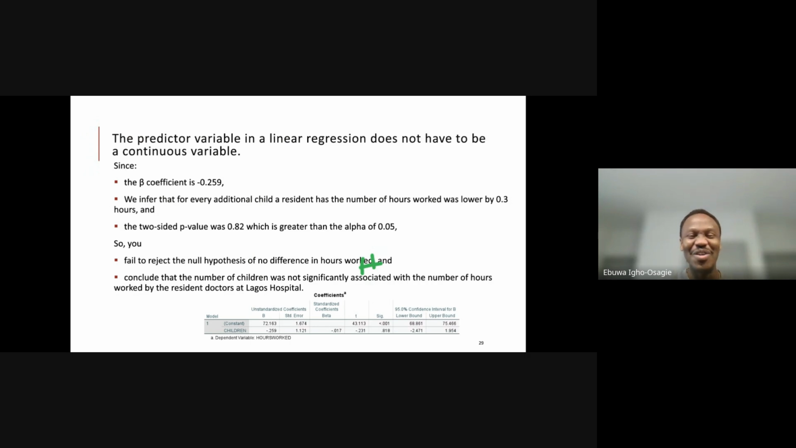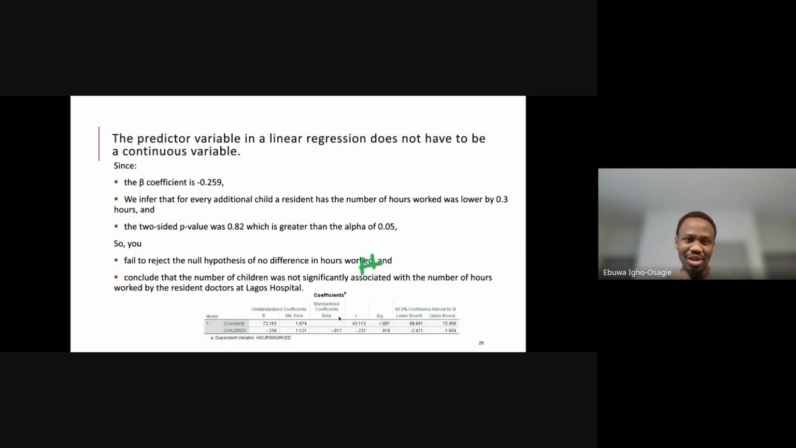Well, let's move forward. So the beta coefficient is negative. We infer that for every additional child, it reduces by 0.3. The p-value is greater than 0.05, so we fail to reject. We say there is no difference. Therefore, you can no longer say that residents with kids are disturbing, that they don't contribute their fair share. You have your data, and you say the number of kids does not.